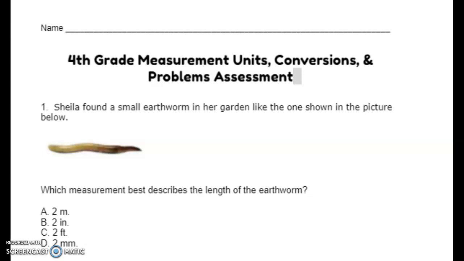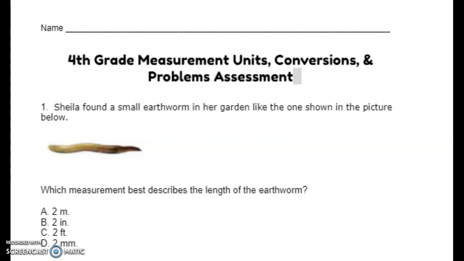Today you will be taking the 4th grade measurement units and conversions and problems assessment. I'll read the questions one at a time along with their answer choices. Remember to pause after each question and give yourself a little bit of time to solve.